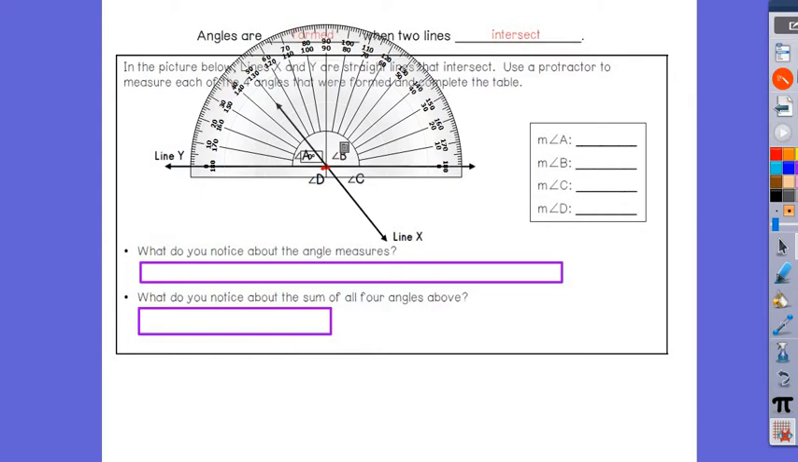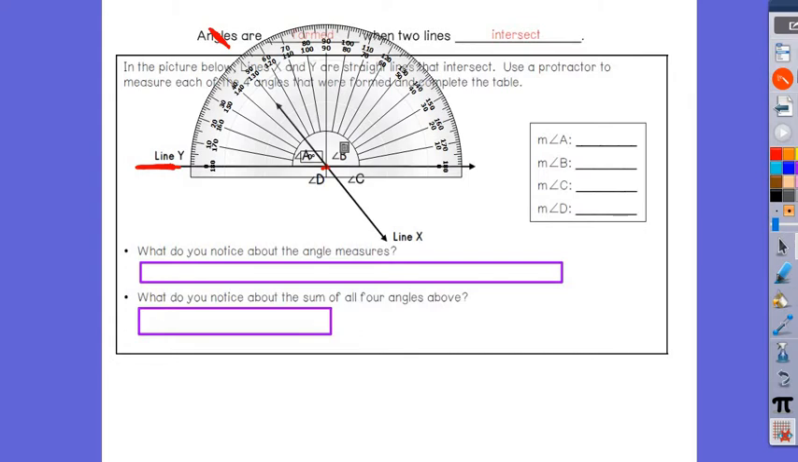Okay, so I have my protractor lined up. There's two lines. I'm looking for the measure of angle A first. Two lines are forming an angle. This line right here is pointing to 0 and 180. One of your lines will always point to a 0, 180. The other line is pointing up here.